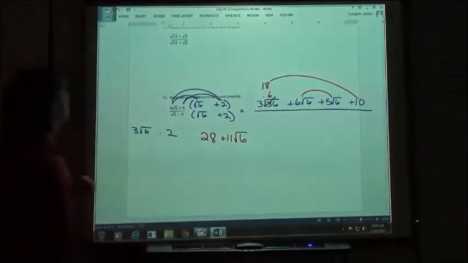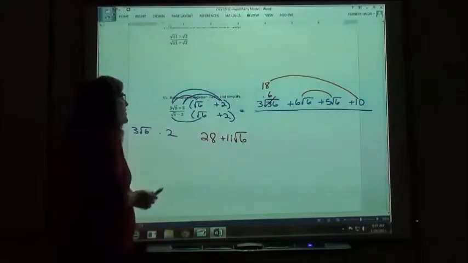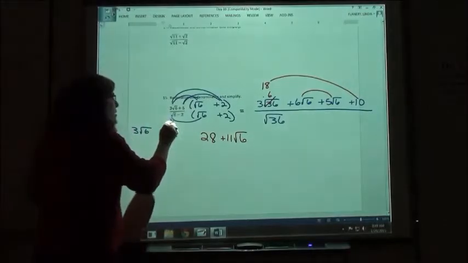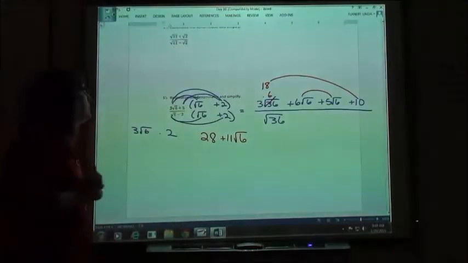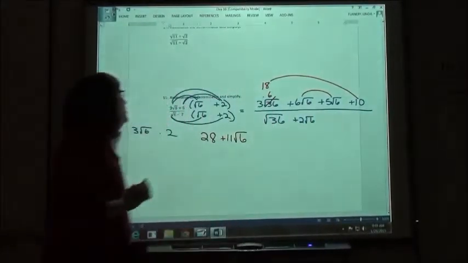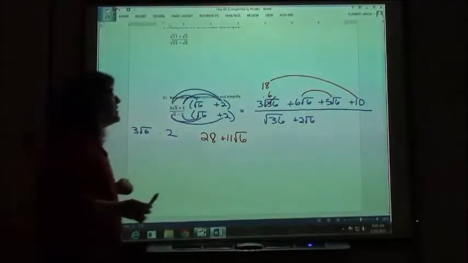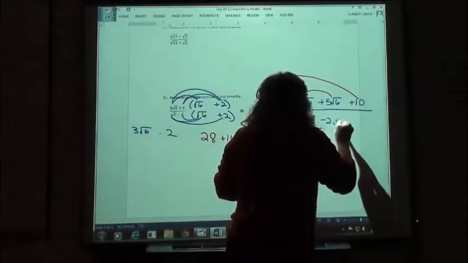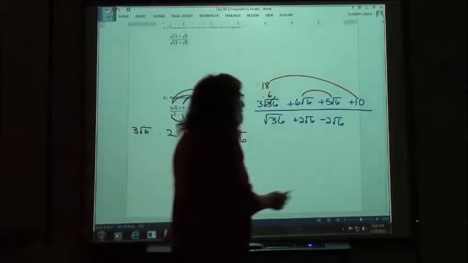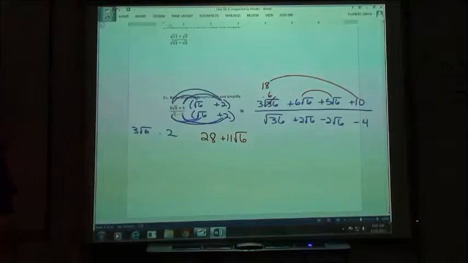Now we can FOIL the bottom. So, foiling the bottom, square root of 6 times square root of 6, square root of 36. The outside, square root of 6 times a plain old 2, 2 square root of 6. On the inside, negative 2 times the square root of 6, negative 2 square root of 6. And then the end pair, negative 2 times a positive 2, negative times a positive is a negative 4.